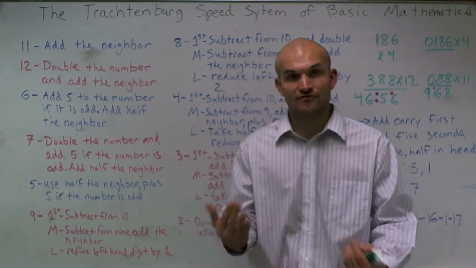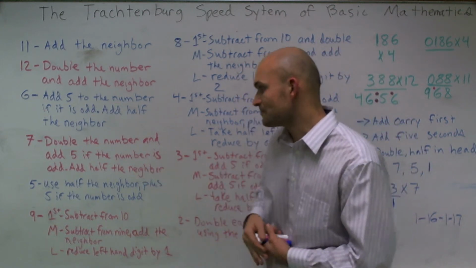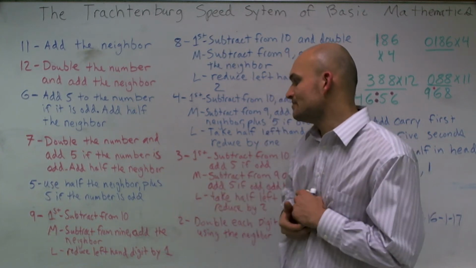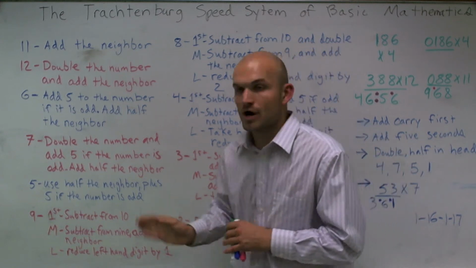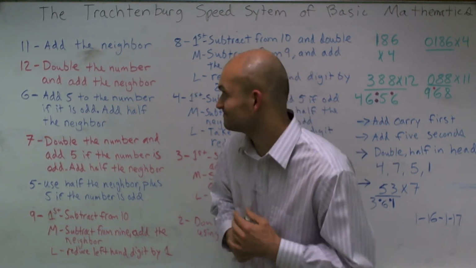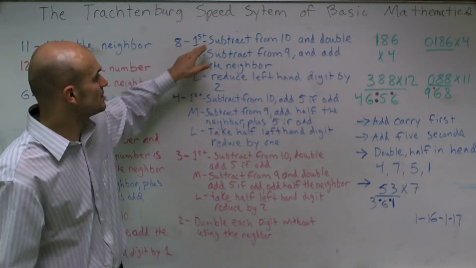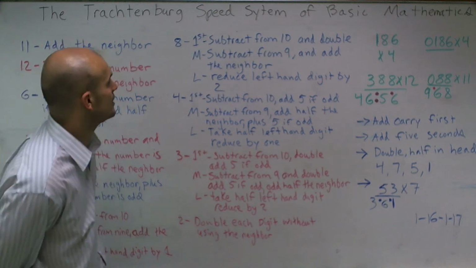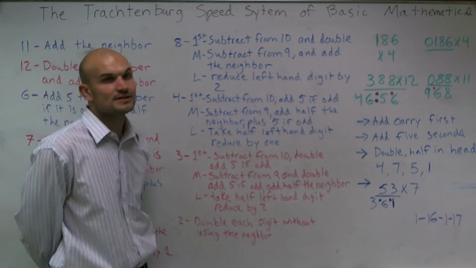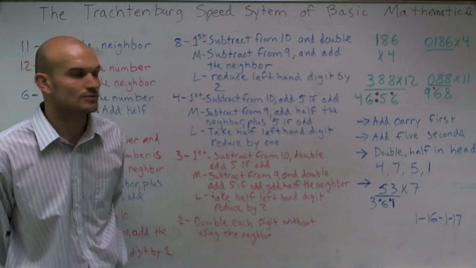For 9, remember 9, 8, 4, and 3 have special ones. The first digit, we're going to subtract from 10. The middle digits, we're going to subtract from 9 and then add the neighbor. And for our last digit of the multiplicand, we're going to reduce the left-hand digit by 1. You can see more in that video, where I explain in more detail how that works. For 8, for the first digit, we subtract from 10 and double. For the middle digits, we subtract from 9 and add the neighbor. For the left-hand answer, we reduce the left-hand digit by 2.